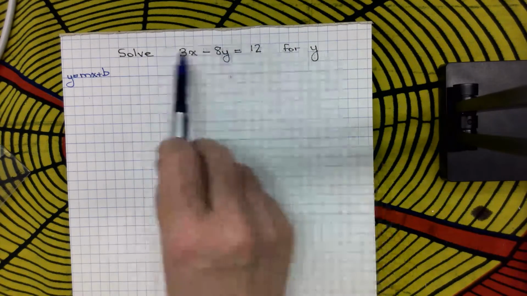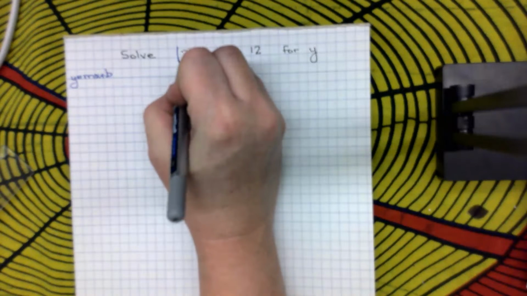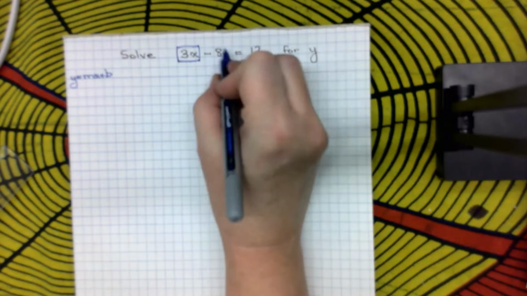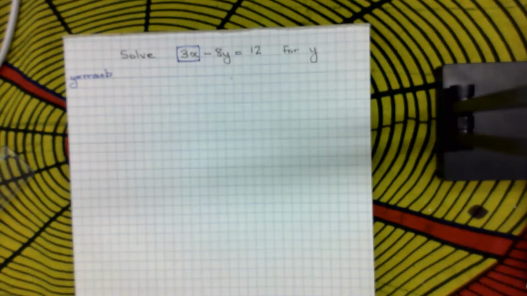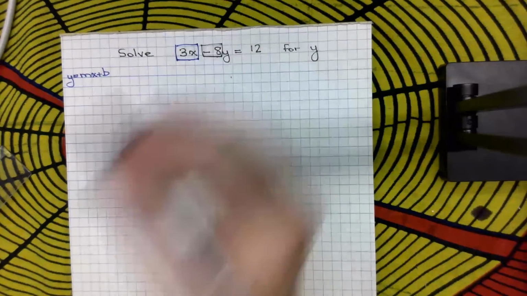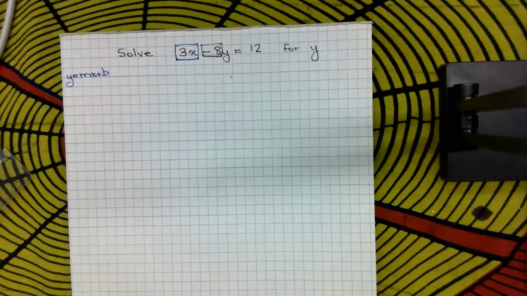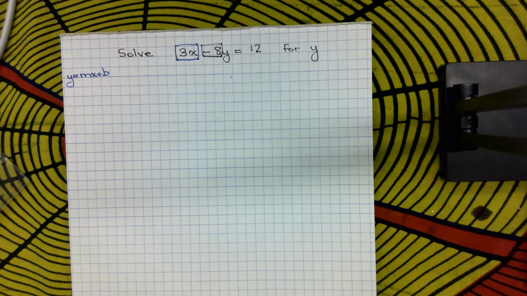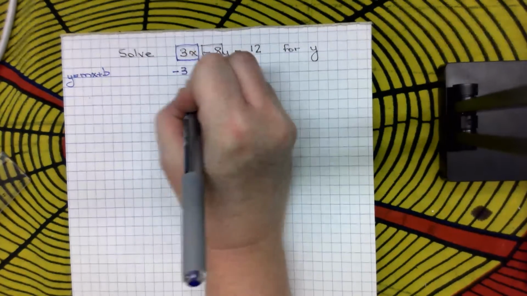So if we take a look at this equation, we notice that we have a 3x, and we also notice that in front of the y, we have this negative 8. So I have to get rid of both of those. I have to get rid of a term, and I have to get rid of a number. So the first thing I'm going to want to do is to get rid of the term, the 3x term. So the easiest way to get rid of the 3x is to, well, subtract it. If I have 3x and I subtract 3x, then I don't have any x's. So what I'm going to do is I'm going to subtract 3x.